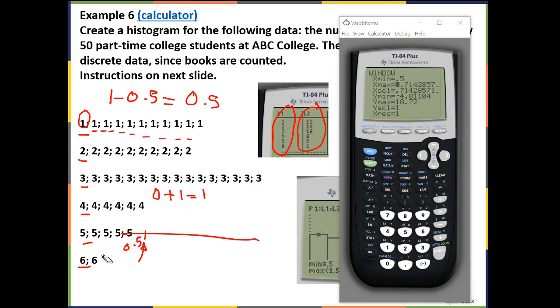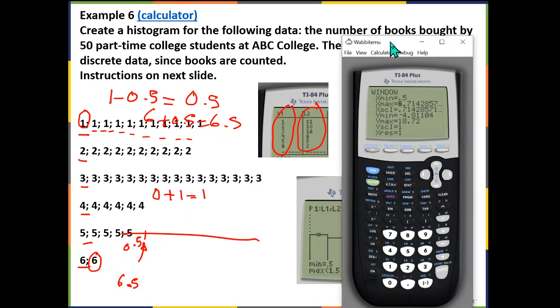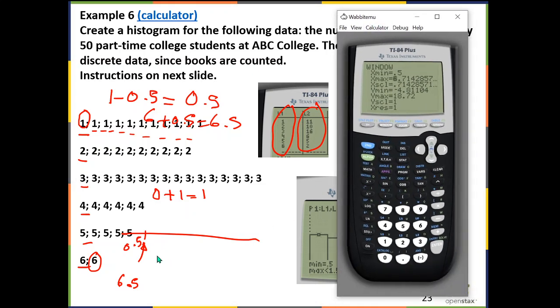Now the maximum number, the biggest number is 6, so we're going to add 0.5 to 6, and we get 6.5. Here we go. We put it. So the biggest number is 6.5. Now, how many do we want? Well, let's see. We're not told how many. Let's do 6 of them. Okay. So I'm going to decide on 6 instead of 8 that the calculator did.